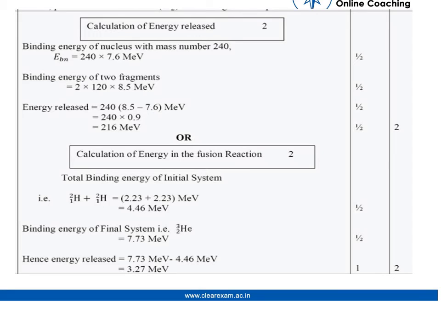The second question will be solved like this. The total initial binding energy would be 4.46, which is the sum of the two binding energies, and the final binding energy of the system would be 7.73 MeV. Hence, the energy released is 3.27 MeV.